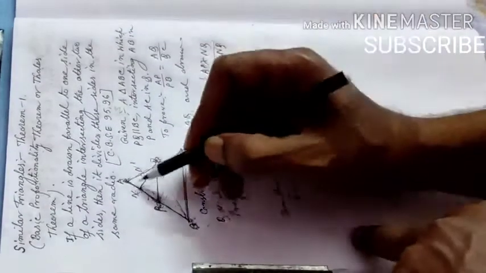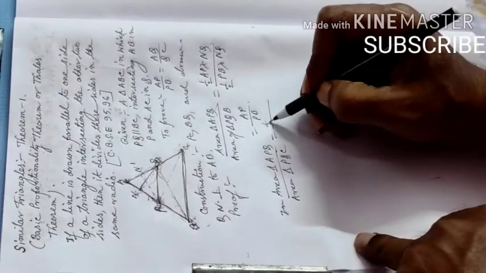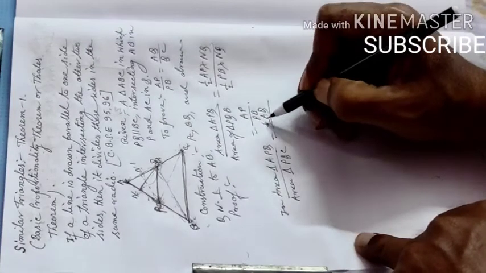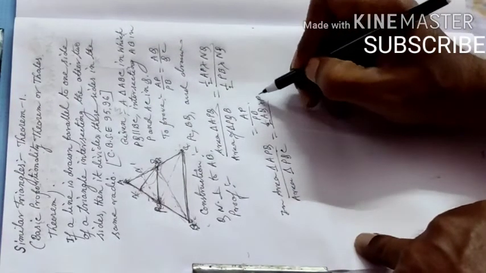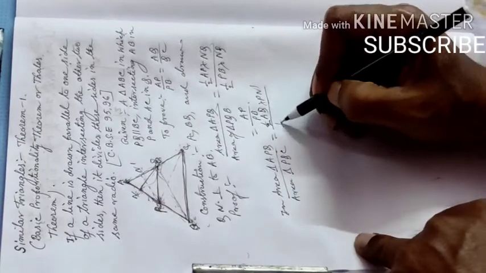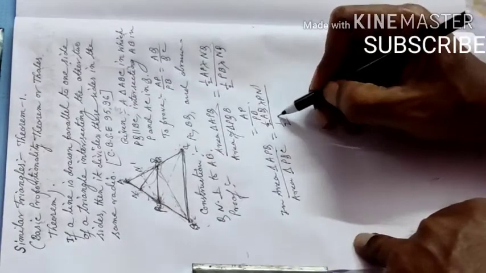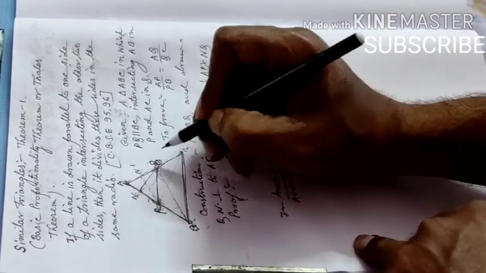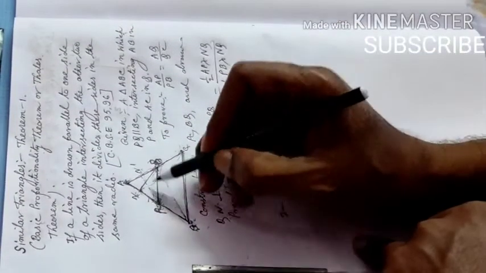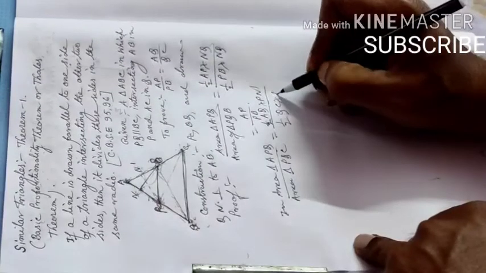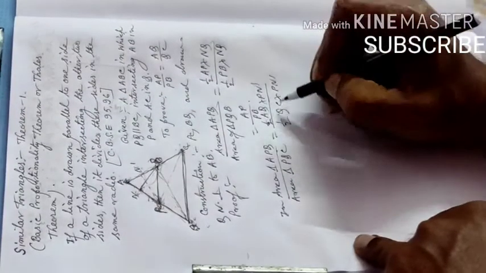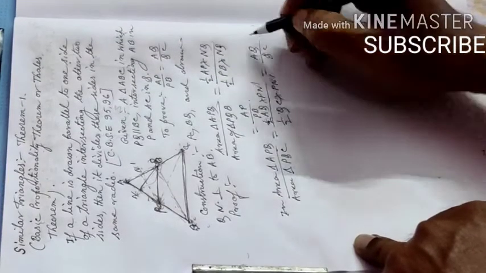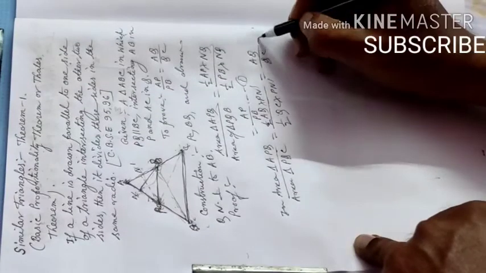The area of triangle APQ is equal to half, base means AQ, and height means PN dash, and for the other, half base QC into height PN dash. PN dash and half cancel out, that gives AQ by QC. This is equation 1, this is equation 2.